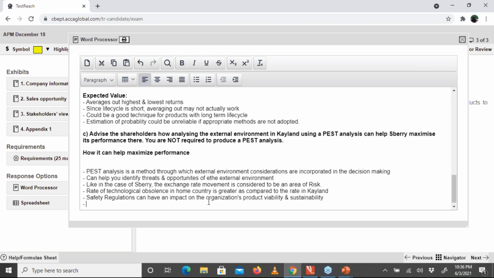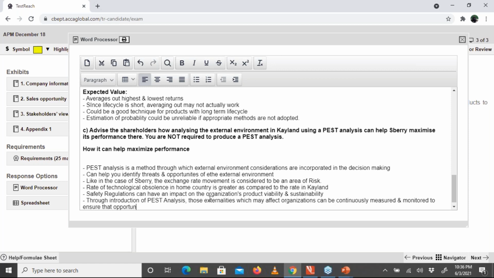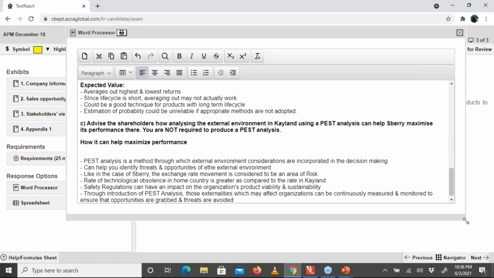So what happens is, through the introduction of PEST analysis, those externalities which may affect organizations can be continuously measured and monitored to ensure that opportunities are grabbed and the threats are avoided. Do you get it now?